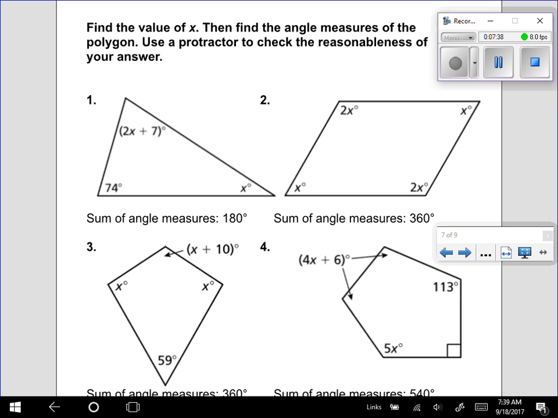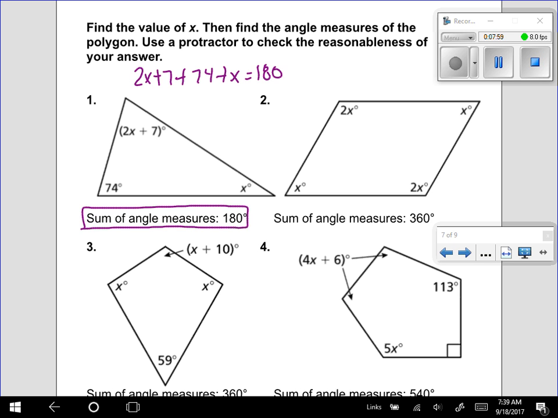Okay, so it tells us that the sum of the angle measures is 180. So I know that all of these, if I add them up, are going to equal 180. So that allows me to set up an equation. I could set up 2x plus 7 plus 74 plus x equals 180. All I did was add each piece, so 2x plus 7, 74, and x, and I set it equal to 180. So now I need to combine some like terms, which we worked on last week.